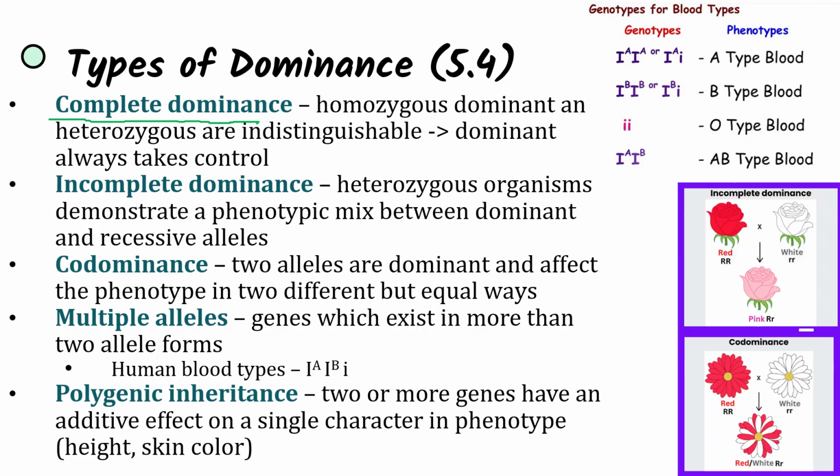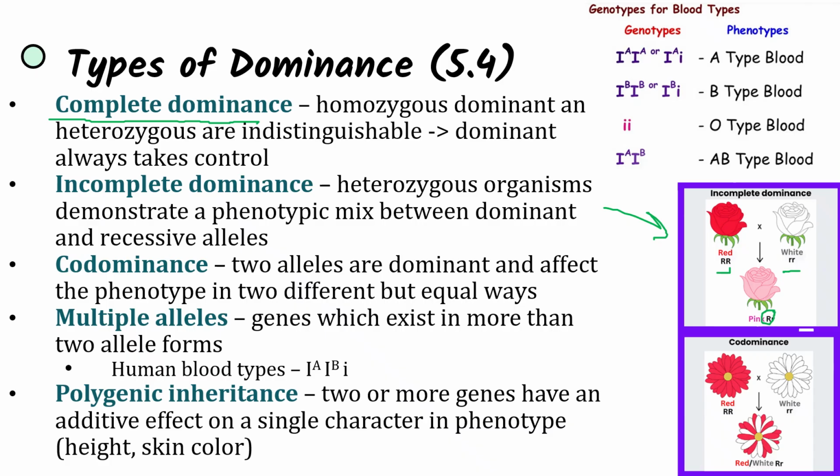There's also incomplete dominance, in which heterozygous organisms demonstrate a phenotypic mix between dominant and recessive alleles. So there's an in-between value. For instance, with these flowers here, homozygous dominant red and homozygous recessive white create a heterozygous pink. There's a mix between the dominant and the recessive in creating the heterozygous phenotype.